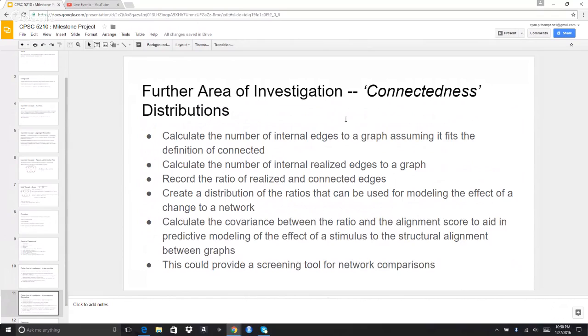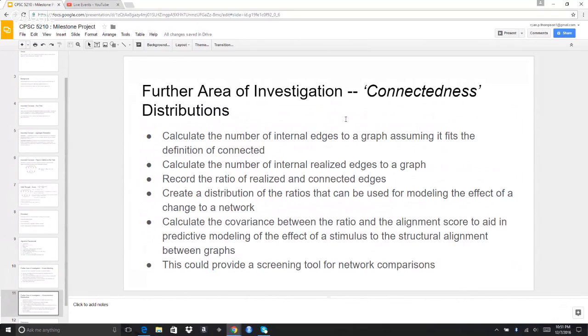So you would take the number of vertexes and raise it to the number, and then once you have that, you've got the maximum connectedness, right? You've got the score for connected. And then you calculate for that graph the number of internal realized edges. So you have what connections are actually existing, and then you look at the ratio between realized and the number of potential connections. So realized over potential, and then you record this. And you create a distribution of that ratio that can be used for modeling the effect of a network change.